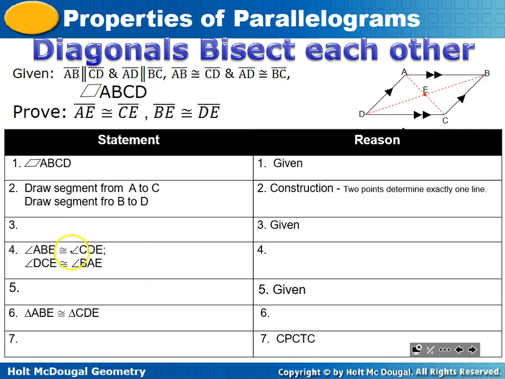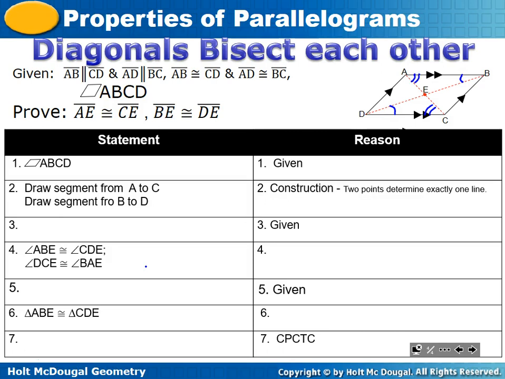Now look here at step 4. It's talking about ABE. ABE is this angle being congruent with CDE. So again, those look like alternate interior angles to me. And we have DCE, this one right here, is congruent with BAE. BAE is this one up here.